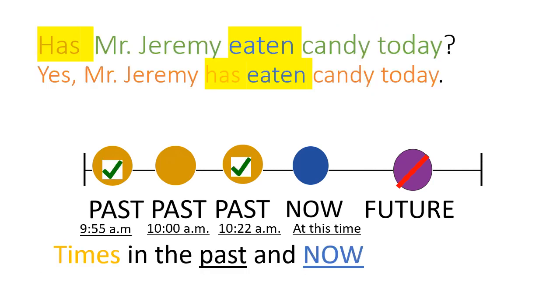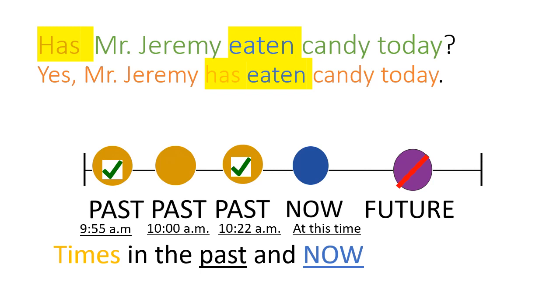So here is an example of a question talking about the past until now and an answer. So if I say, has Mr. Jeremy eaten candy today? I'm talking about different times in the past, more than one, and now. So I stop at now. I'm not talking about after now. Okay? So there was a time in the past, 9:55 a.m.